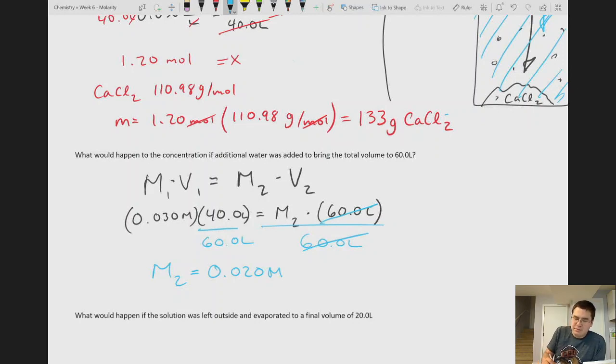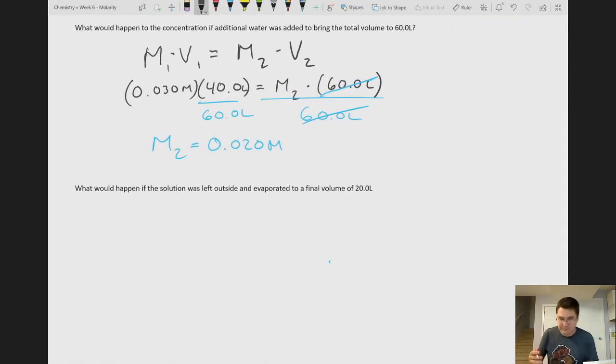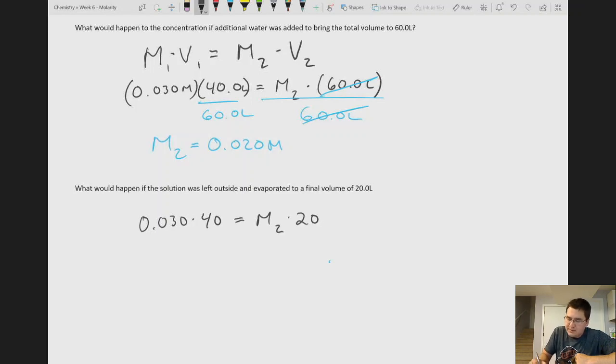So originally it was 0.03. Once you dilute it, it's 0.02. Okay, what would happen if you went the other way? You were trying to evaporate some of the water. You left it outside. What happens if the volume went from 40 to 20? So we could plug it into the equation. Here's the original times our original equals molarity 2 times, this time it's 20 liters.